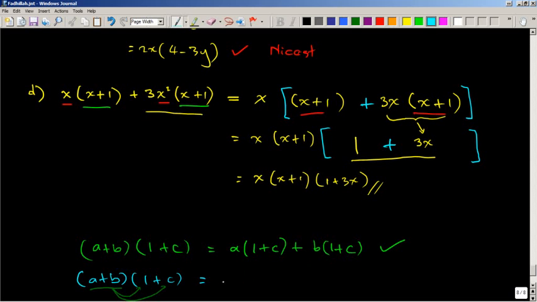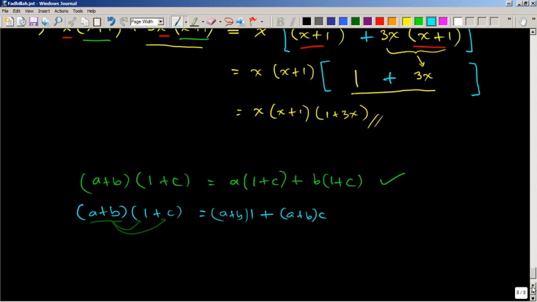If I do that, then I become A plus B bracket times 1, and then plus A plus B times C. Boleh faham? Tak faham juga. Okay. Right.